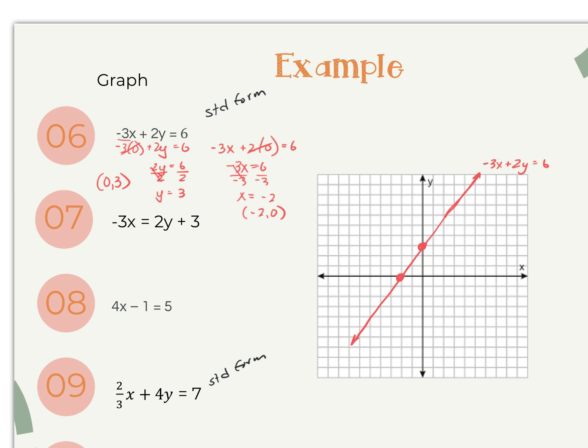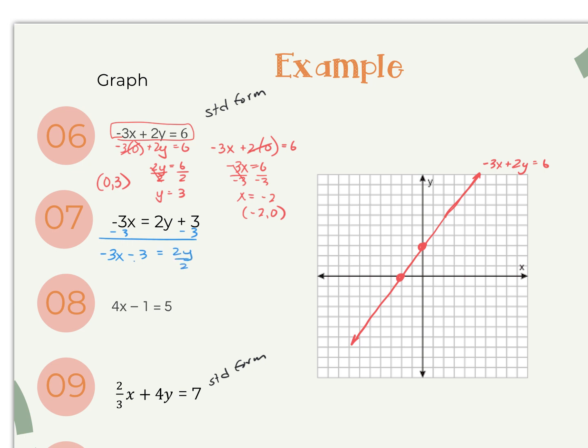And usually I do it when it's in perfect standard form and I know that the numbers are divisible and super easy. But truth be told, most of the time that I have something like this, I'm going to switch it over to slope-intercept form. So like number 7, I'm definitely going to switch it to slope-intercept. So I'm going to subtract 3 from both sides first, right? So I'm going to get minus 3x minus 3 equals 2y.